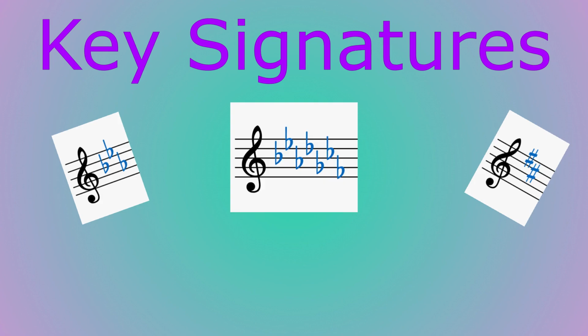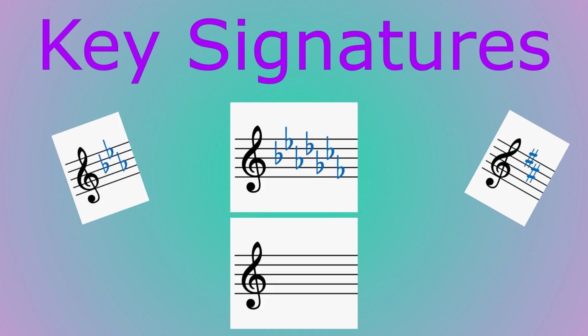Now that we know about flats and sharps, we can begin to discuss key signatures. A key signature is a group of flats or sharps at the beginning of a piece of music. This can be as many as 7 flats or sharps, or as few as none. No sharps or flats is a key signature as well.